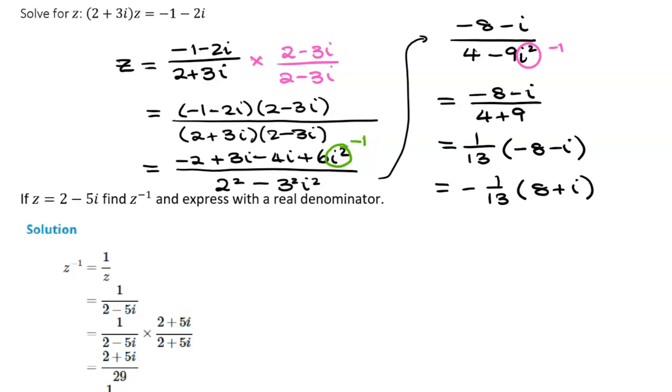Okay, so remember, you cannot leave a denominator with an imaginary component. It must always be a real denominator.